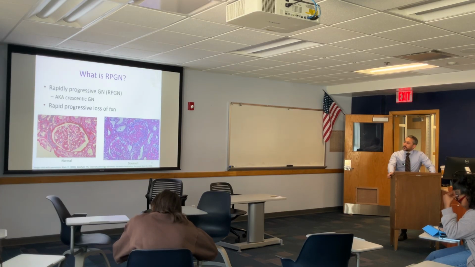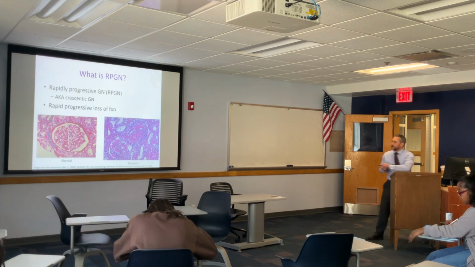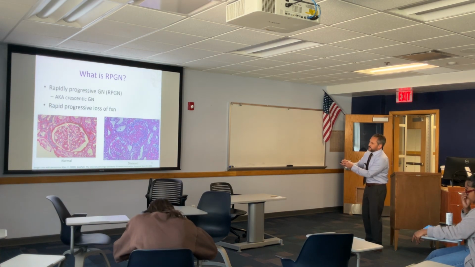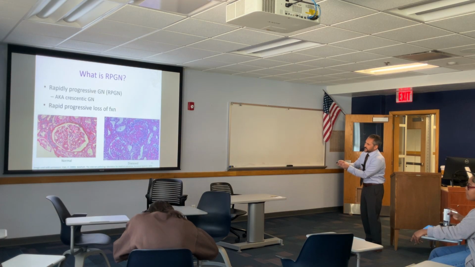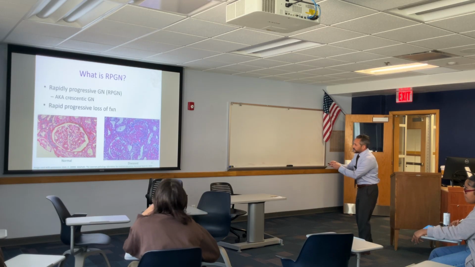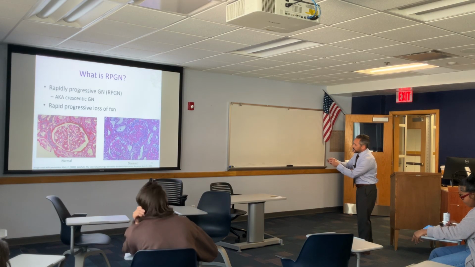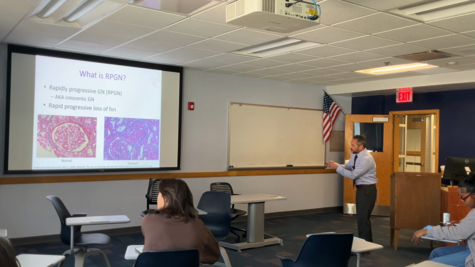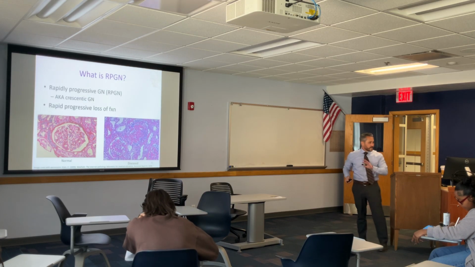You can see a normal glomerulus on the left, and hopefully what you can appreciate is the Bowman's capsule, the white space around the tuft of vasculature. So this is a glomerulus, and here's the white space. Over here, do you see this glomerulus? There's no white space. It's full of purple inflammatory cells. Do you see the difference?